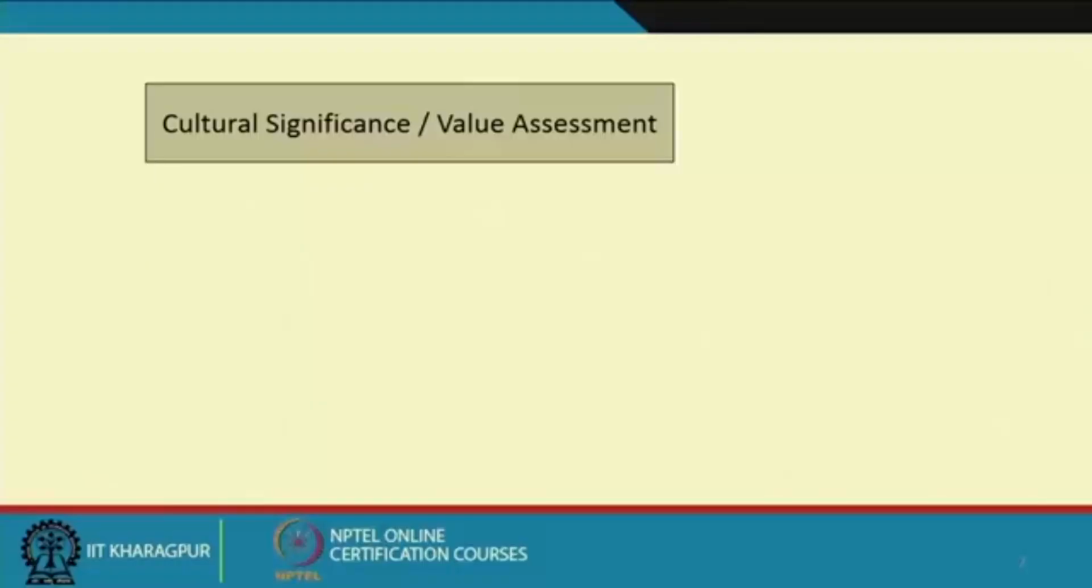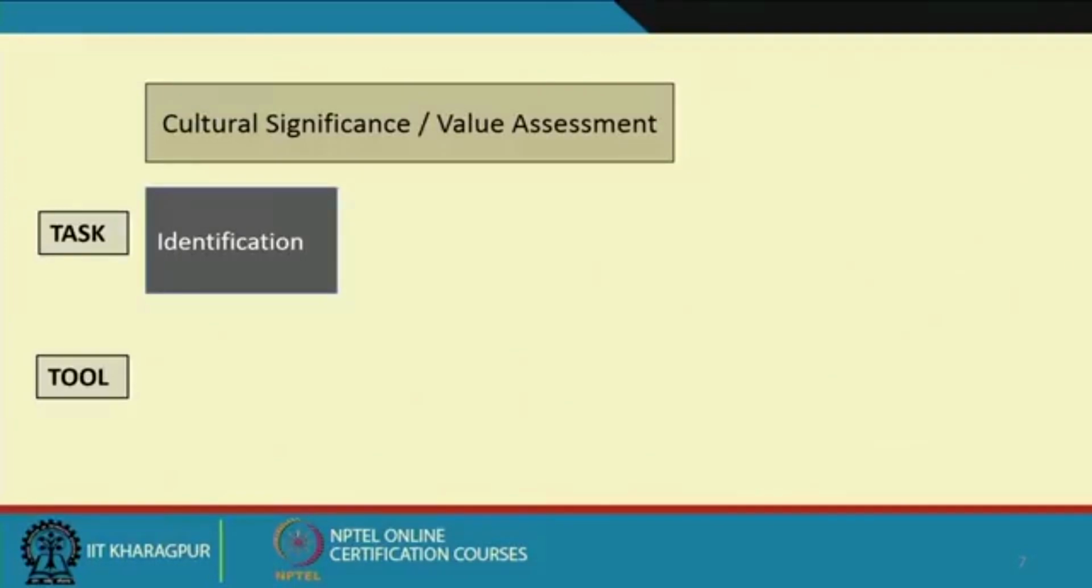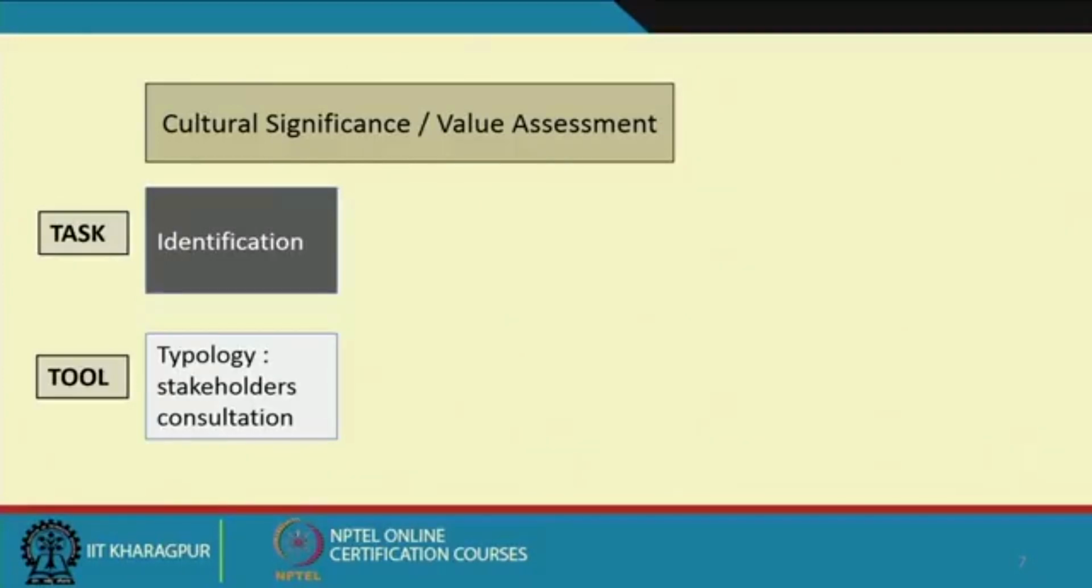So we must understand what these instruments are. Let us talk about some of them. First of all, there are tasks and there are things called tools. What are the tasks? The first is identification, the identification of the typology of values. We have talked about different types of values and significance. It should also happen through stakeholder consultation. That is very, very important, and that is the important role the community plays at present in identifying the typology of values and significance, along with the experts of course.